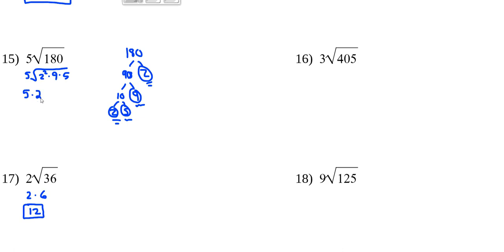5 times 2 is 10. 10 times 3 is 30. And I still have that root 5 left over. So 30 root 5 is the answer to number 15.